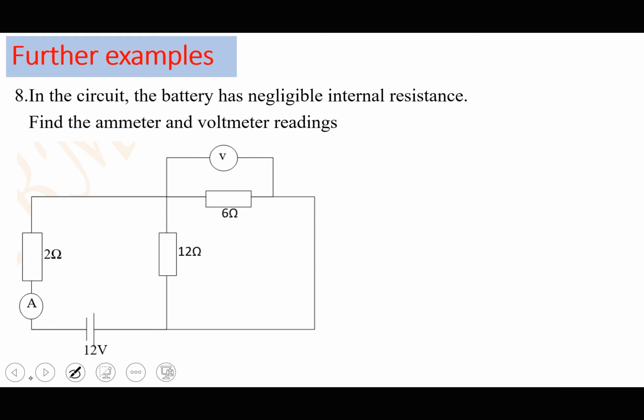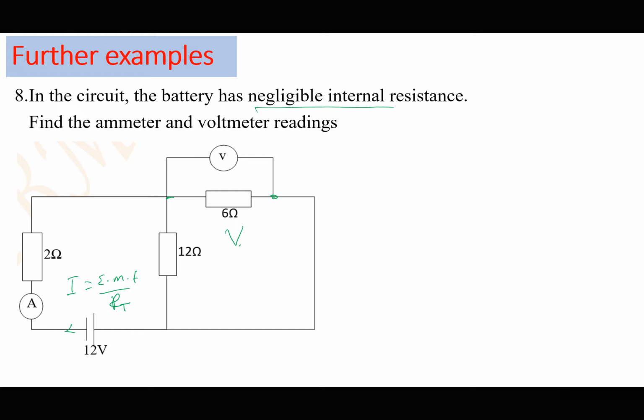In the circuit, the battery has negligible internal resistance. Find the ammeter and the voltmeter reading. Of course, the ammeter is connected to the battery, so we want the total current in the circuit. Total current is the EMF divided by total resistance.